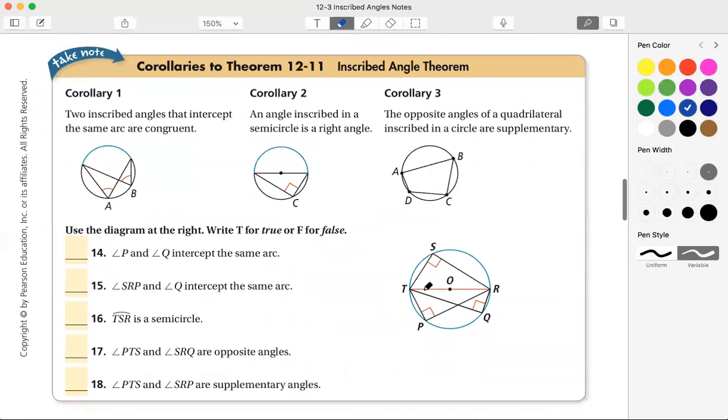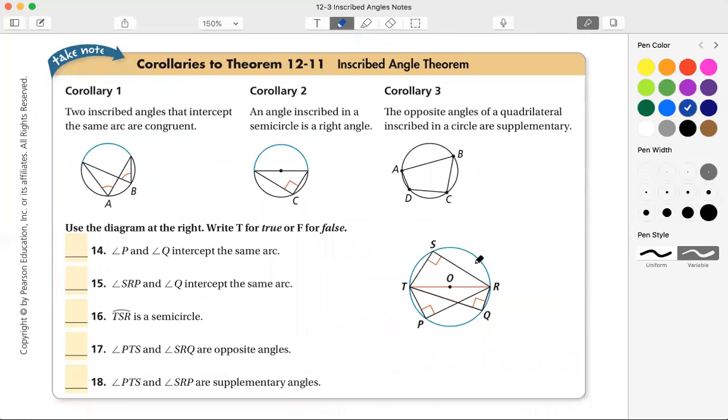Okay, so some corollaries to 12-11. Corollary 1, two inscribed angles that intersect the same arc are congruent. Corollary 2, an angle inscribed in a semicircle is a right angle. Corollary 3, the opposite angles of a quadrilateral inscribed in a circle are supplementary.